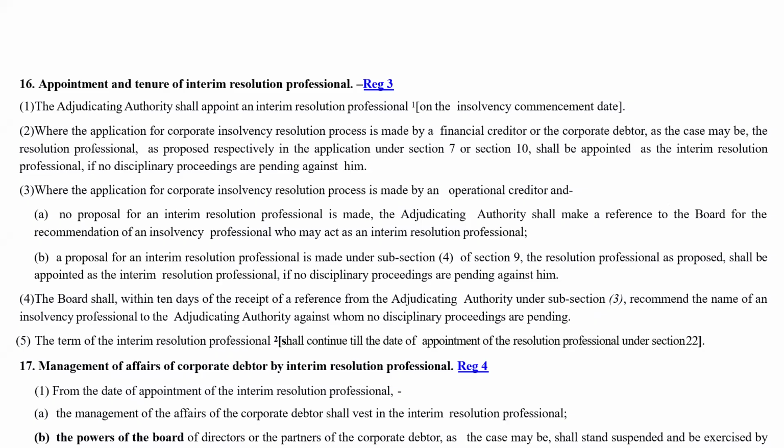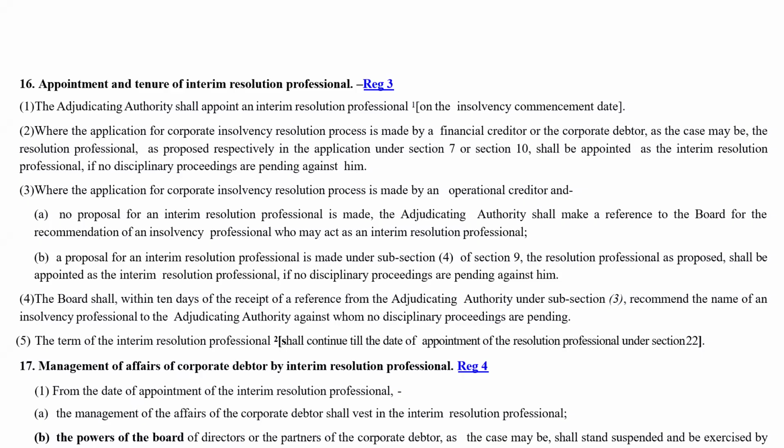But in case of an application by operational creditor, he may or may not give the name of the IRP. So then, if no proposal for IRP is made, adjudicating authority shall make a reference to the board for recommendation of an insolvency professional. Now, the board is sharing a panel with the adjudicating authority, which is the NCLT, and out of that panel, one insolvency professional is appointed in case the name of the IRP has not been given by the operational creditor. Okay?